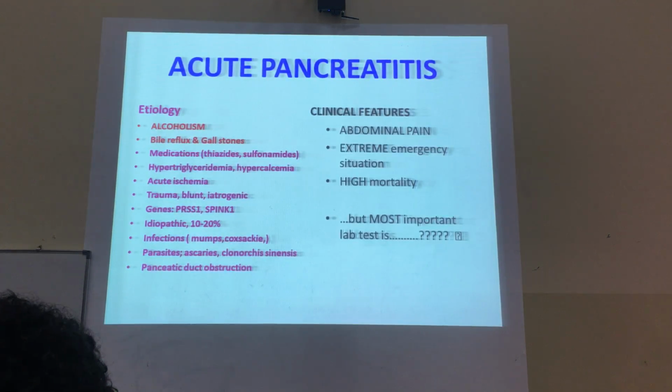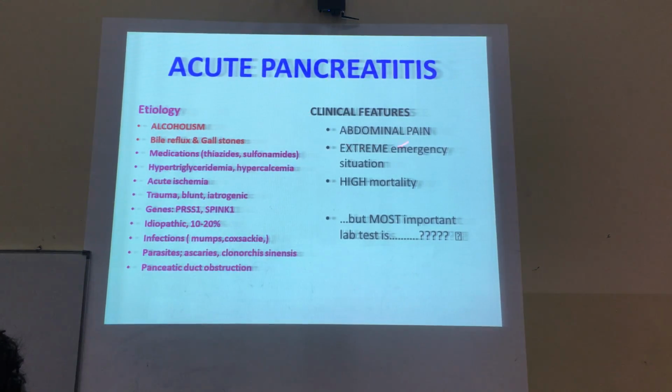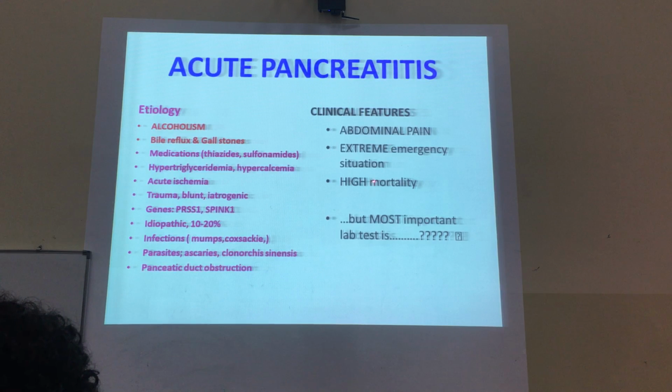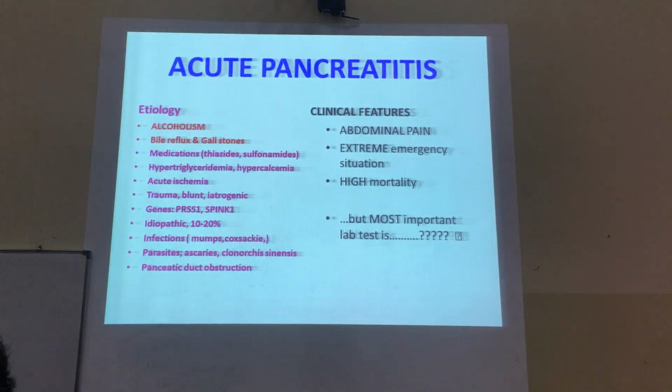Then, what are the etiological factors? Now we are talking about acute pancreatitis. This is something, the clinical features. As I told you before, abdominal pain, which is severe abdominal pain, extreme emergency situation. It has a high mortality. Death rate is very high with pancreatitis. So what is the most important laboratory test? I will just come to that.